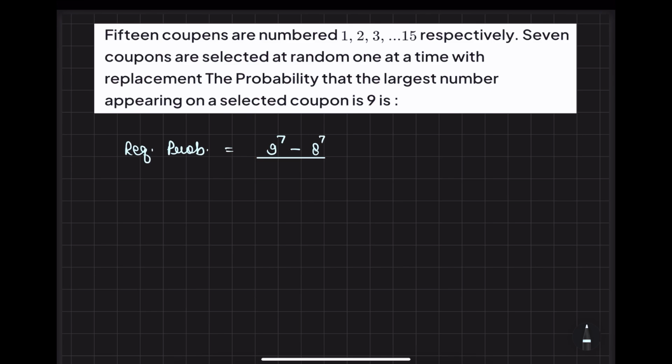Now the total number of outcomes is, in the first case you can select 15. Okay, so 15, 15, 15, 15. How many times? 7 times. So this is your required probability for the given question: (9 to the power 7 minus 8 to the power 7) upon 15 to the power 7. I hope the idea is clear.